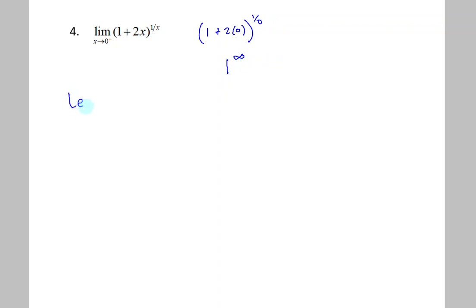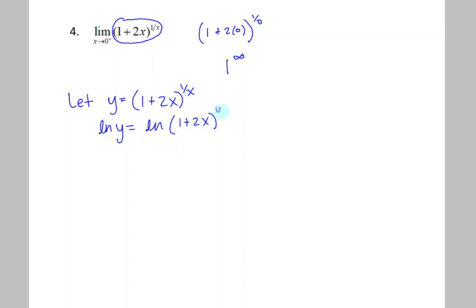For this one, we're going to use the strategy where we can get the exponent out of that spot in the exponent. So we're going to let y equal that function that we're taking the limit of. y equals (1 plus 2x) to the 1 over x power. And to get that out of the exponent, we take the natural log of both sides. Natural log of y equals natural log of (1 plus 2x) to the 1 over x. That way we can use our property of natural log that says that exponent can come in front to be a coefficient. So natural log of y equals 1 over x times natural log of 1 plus 2x.